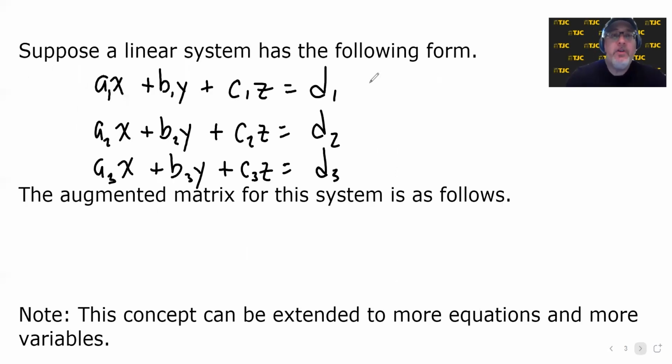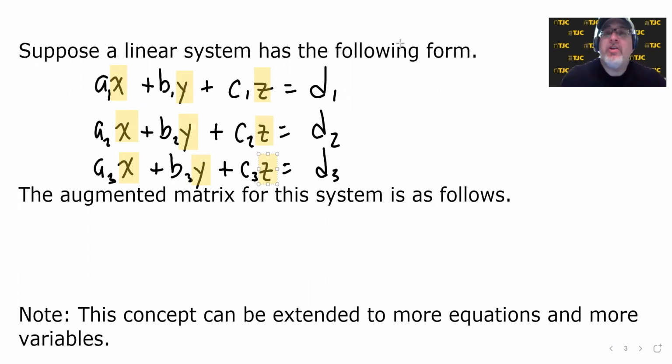Well, suppose a linear system has the following form, and don't let this intimidate you. All this is 3 equations in x, y, and z. If you'll notice, the x, the y, and the z are kind of hiding in there, and they are all lined up as we normally have when we solve a system of equations, especially when you use a technique like elimination.